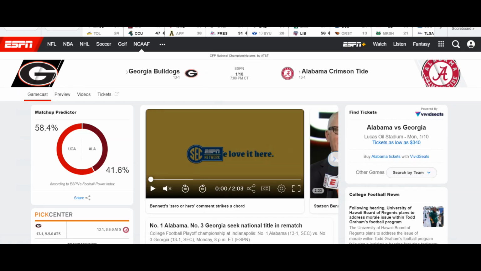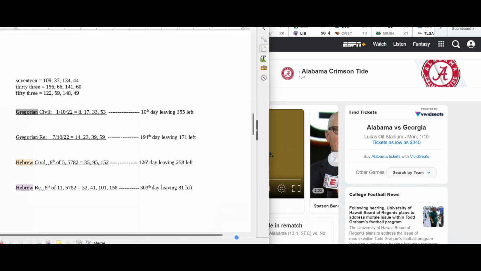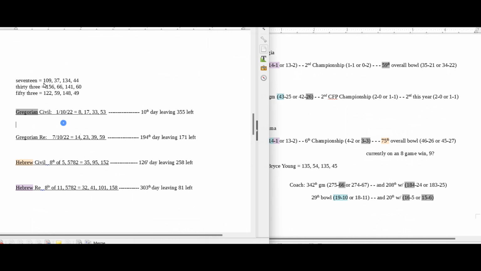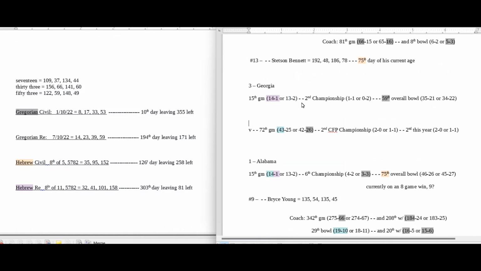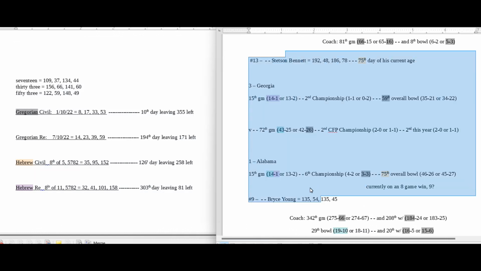We are going to be looking at Georgia Bulldogs versus Alabama Crimson Tide for the CFP National Championship presented by AT&T. As I already had up, on this side of the screen is what I call my daily numbers: date numerology, Gregorian and Hebrew calendar. And on this side of the screen is what I call my game numbers.